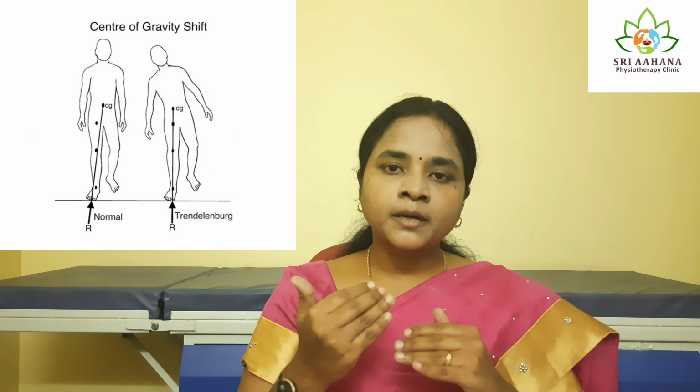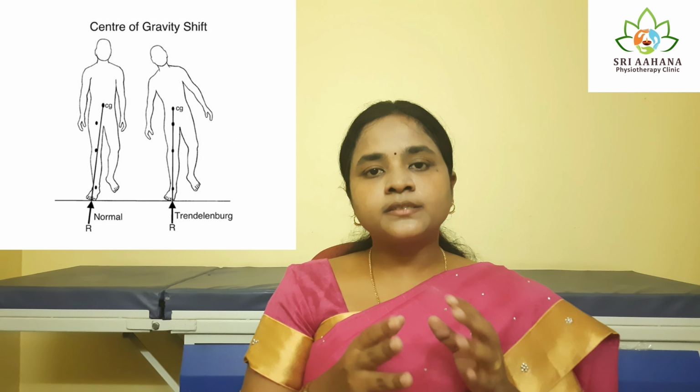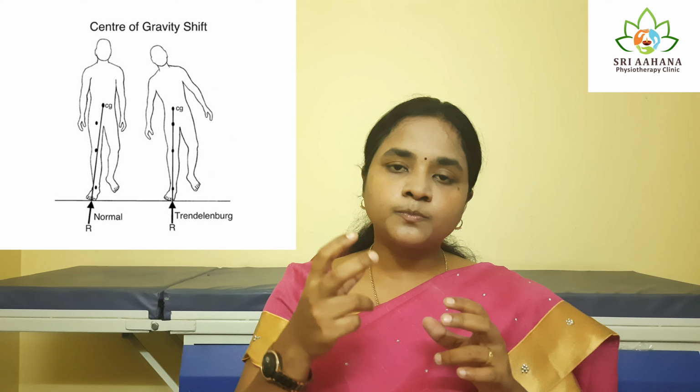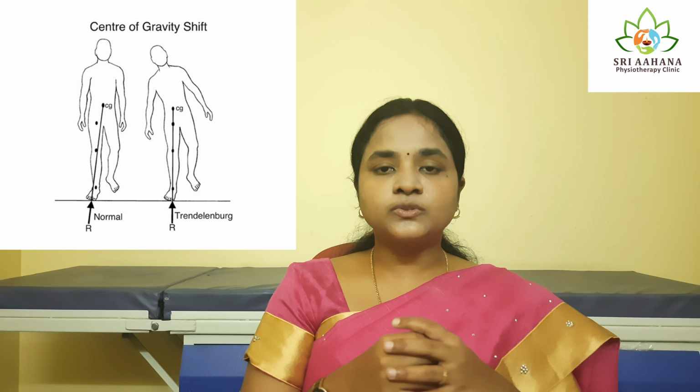In case of hip abductor weakness, when the affected limb is lifted, what will happen is instead of the hip tilting upward, it will tilt downward. So there will be a pelvic drop. To compensate for this pelvic drop, there will be a lateral tilt in the trunk which will shift the center of gravity to the stance limb, that is the weight bearing limb. So this compensation helps in minimizing the effect of this pelvic drop.